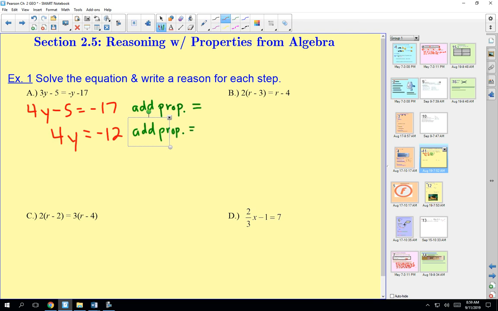And then final step, what do you do next? It's the division. We're dividing each side by 4, so we get y equals negative 3. What's the reason behind it? Division property of equality.